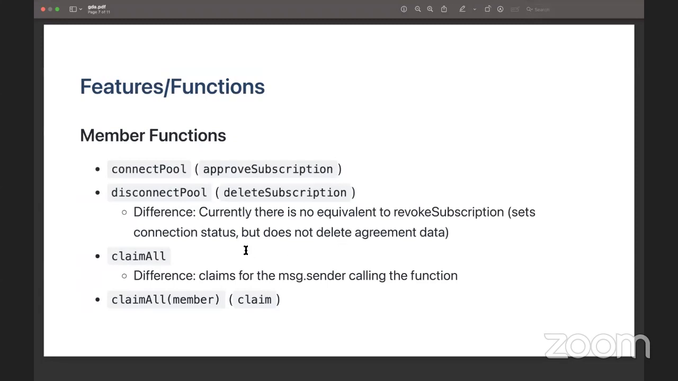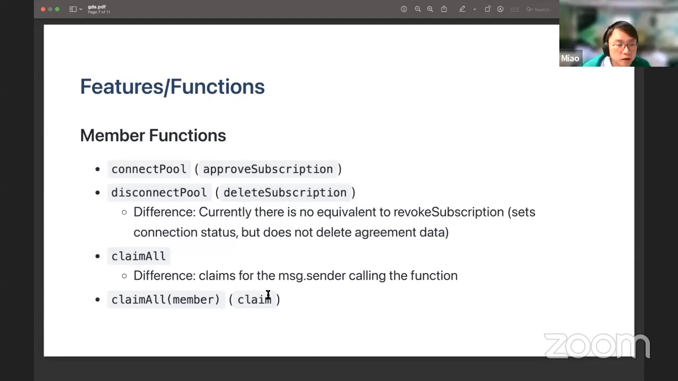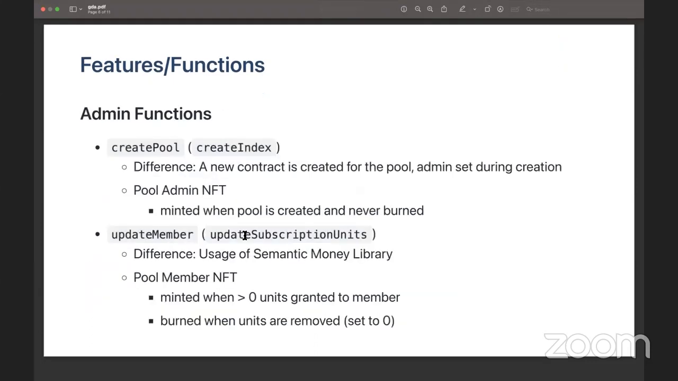Similarly, there is claim all, and the main difference is that it claims for the message sender calling the function. And we also have claim all passing in the member, and this is the same as the claim function in IDA. Could you go back one slide? Yep. I was a bit confused.